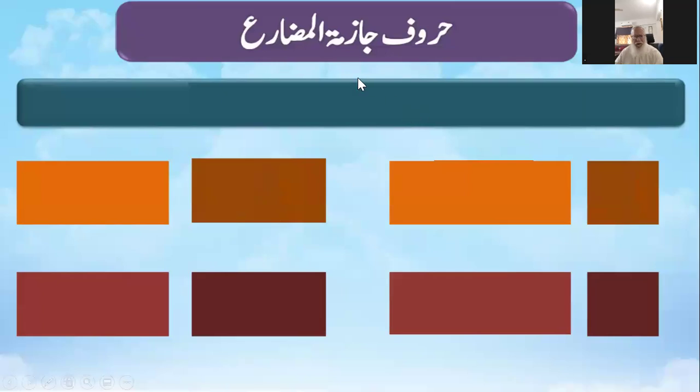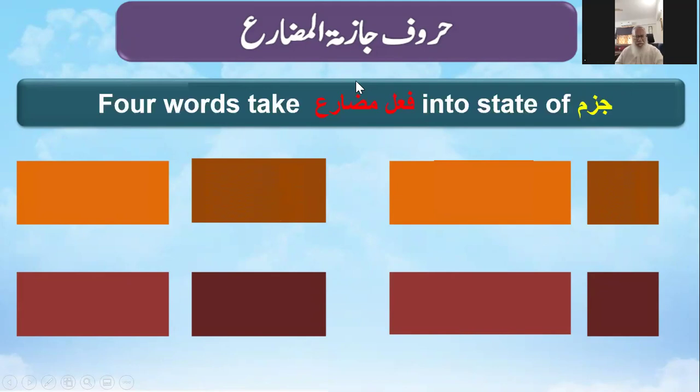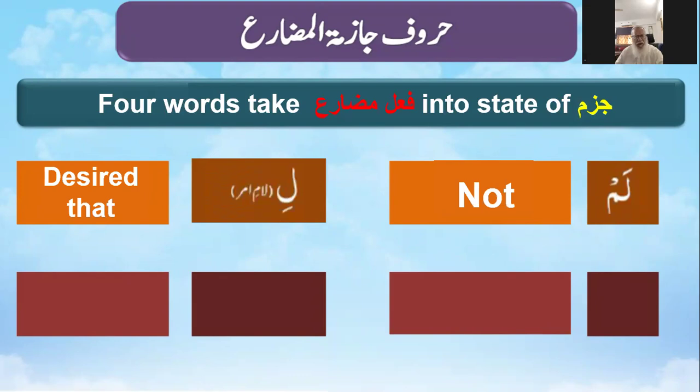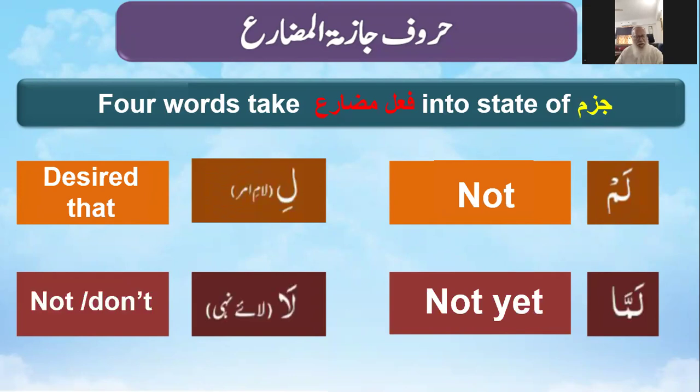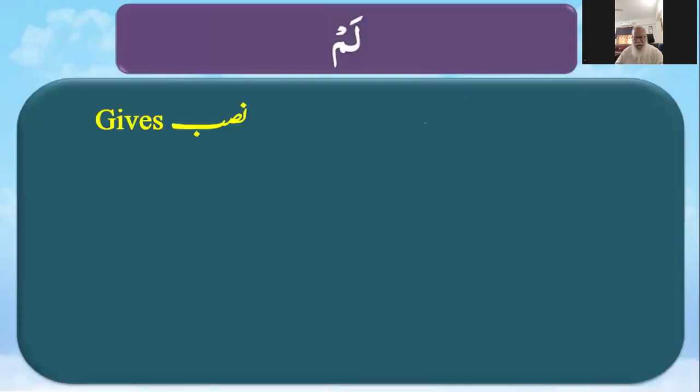The next is huruf jazm mudari, which give the jazm to the mudari. Again, there are four letters which take the fi'l mudari into the state of jazm. One is lam. Lam means not. Lam amr, that is also with kasra, desired that. Lamma, not yet. La nahi, not or did not. Let's have their examples.